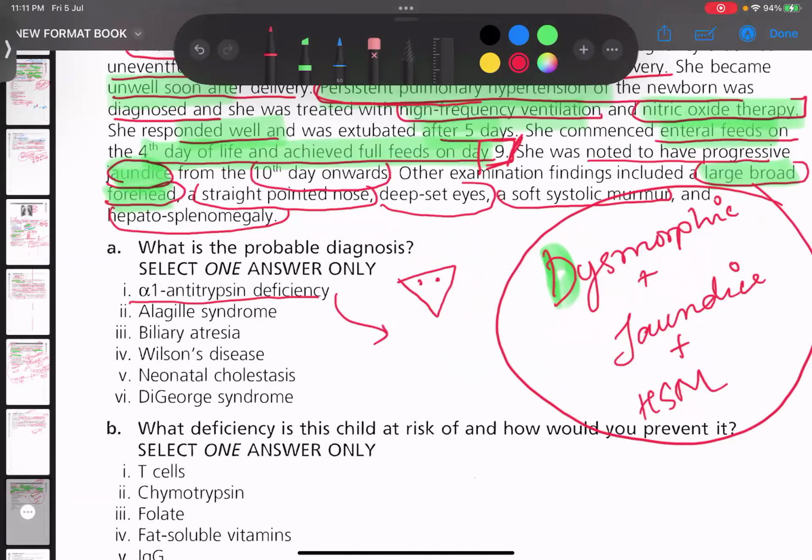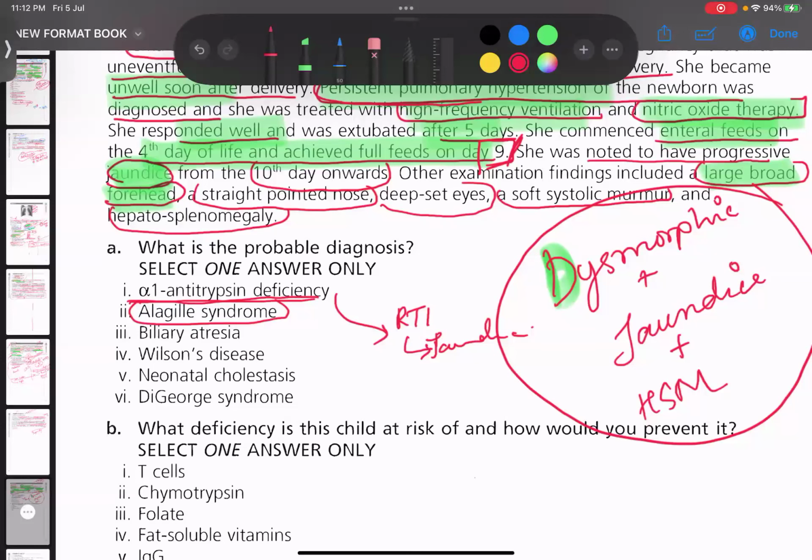Her initial history about the pulmonary hypertension, we can consider antitrypsin deficiency, but antitrypsin commonly comes with a history of respiratory tract infection, and then after that they come with jaundice. But antitrypsin is not associated with any kind of dysmorphic features. It's usually absent in alpha-1 antitrypsin deficiency. We're keeping Alagille in our hand.